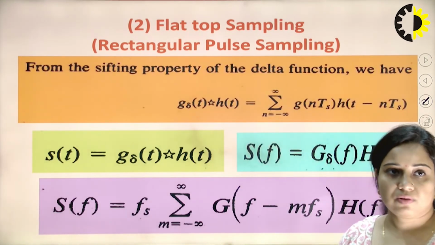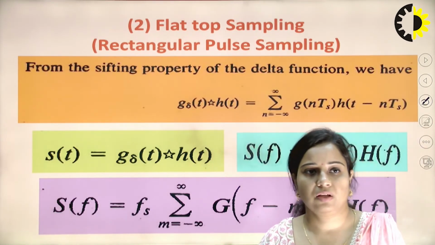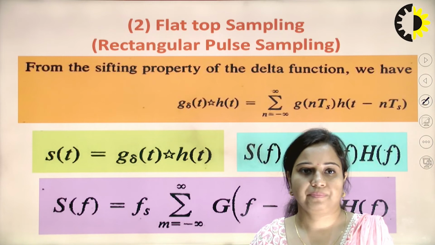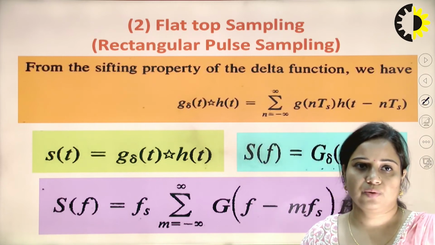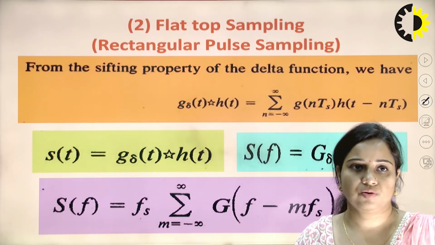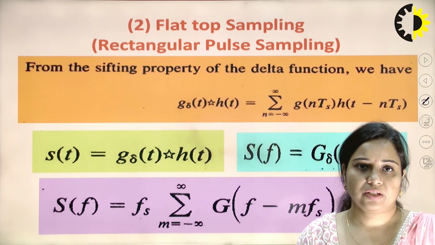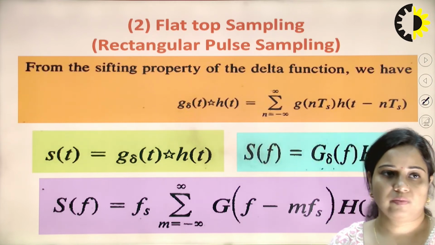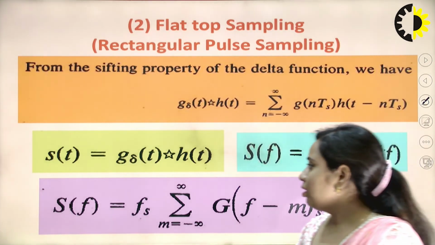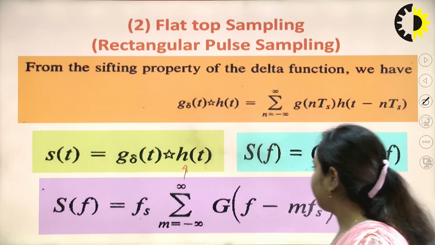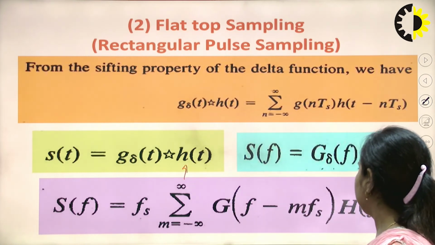Then from the shifting property of the delta function, g_delta(t) convolved with h(t) equals the summation over n from minus infinity to infinity of g(nTs) h(t minus nTs). So s(t) equals g_delta(t) convolved with h(t), and S(f) equals G_delta(f) times H(f).